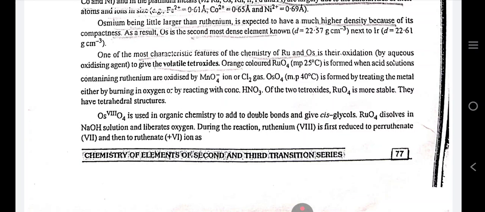OsO4 is used in organic chemistry to add to double bonds and give cis-glycols. Ruthenium dissolves in NaOH solution and liberates oxygen. During the reaction, ruthenium is first reduced to perruthenate and then to ruthenate ion.